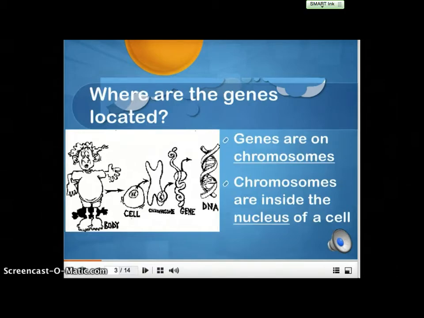So where are the genes located? Well, genes are on chromosomes, and chromosomes are inside the nucleus of the cell. So you can see the picture starts on the right with DNA, and then wound together makes a gene. The gene winds up on the chromosome, and the chromosomes are found inside the cell in the little circle, that control center, the nucleus. Then those cells are used to make a body.